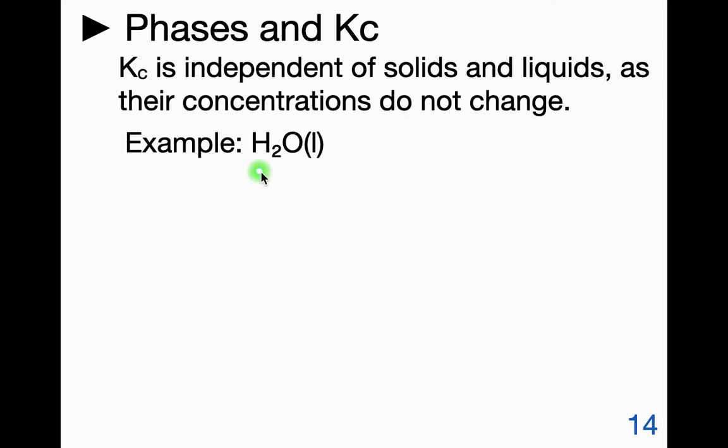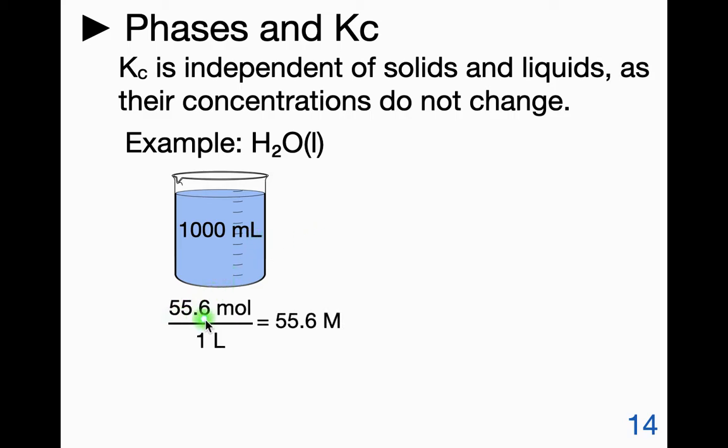Let's use water as an example of this. If I had 1,000 milliliters of water, that's 1,000 grams of water, I would have 55.6 moles, which is an easy calculation. Remember, the molar mass of water is 18.02. 1,000 milliliters of water is 1,000 grams of water. So 1,000 grams divided by 18.02 is 55.6. So in a liter of water, we have 55.6 moles. So we could say that it is 55.6 molar.